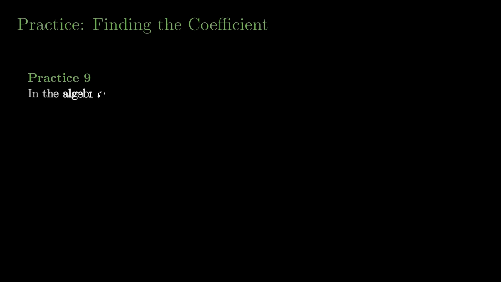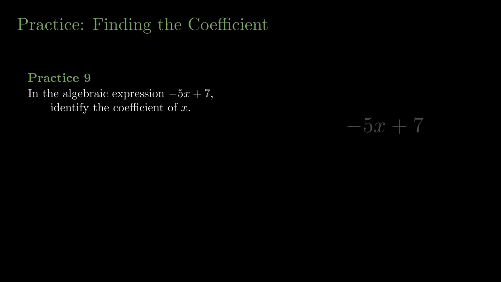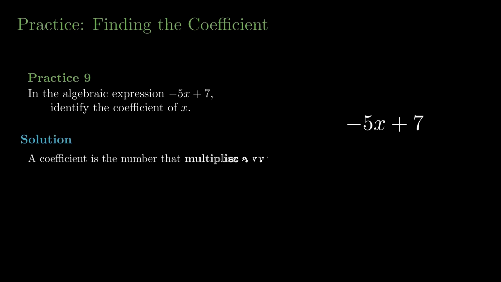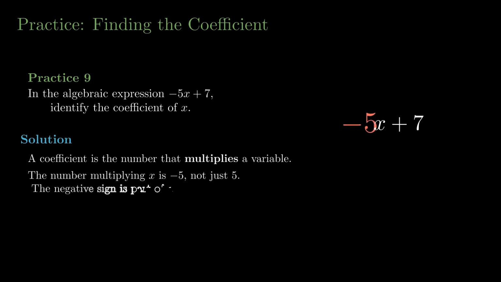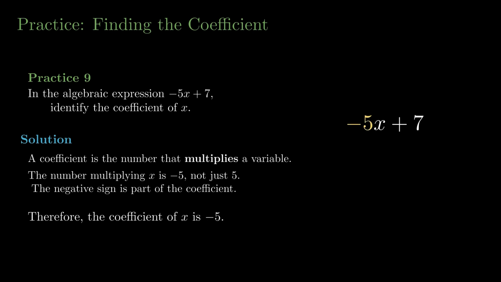Let's check our understanding with a quick practice problem. In the algebraic expression negative 5x plus 7, identify the coefficient of x. Remember, a coefficient is the number that multiplies a variable. Here, the number multiplying x is negative 5, not just 5. The negative sign stays with the coefficient. Therefore, the coefficient of x is negative 5.